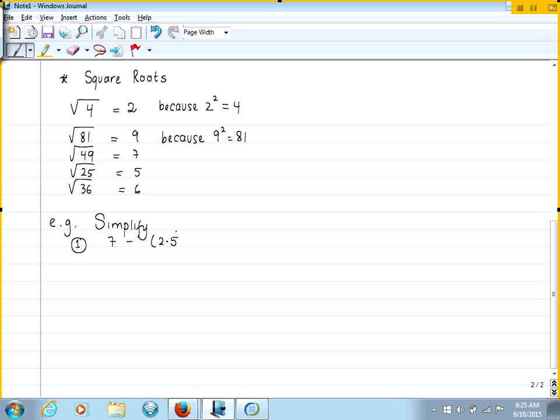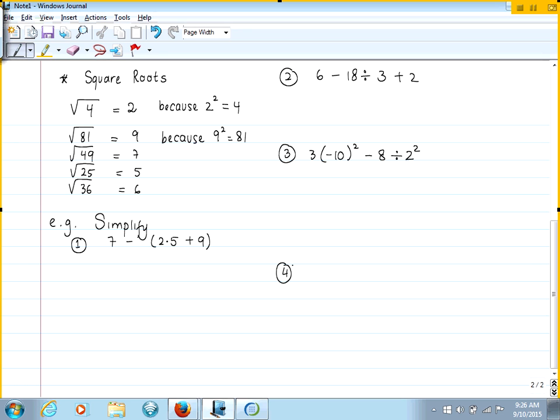7 minus 2 times 5 plus 9. Number 2. 6 minus 18 divided by 3 plus 2. Number 3. 3 times negative 10 squared minus 8 divided by 2 squared.